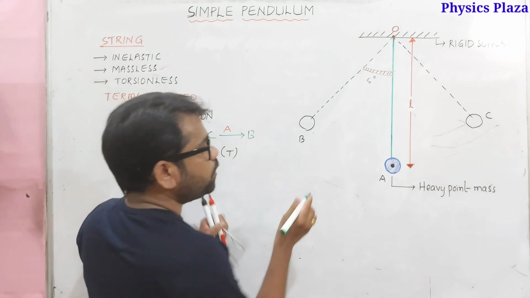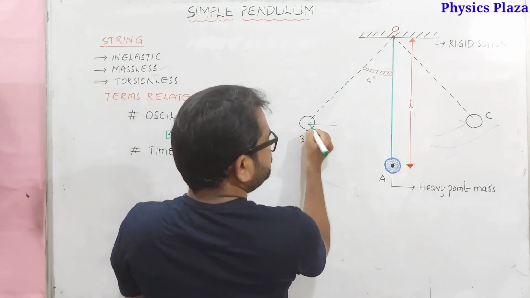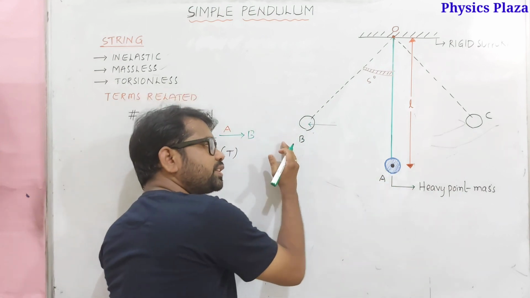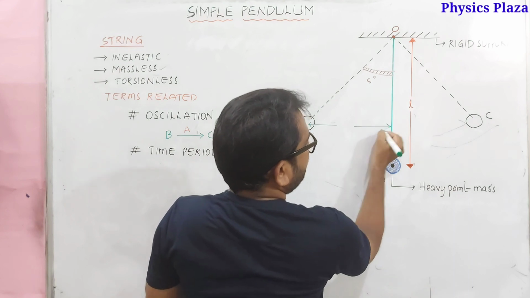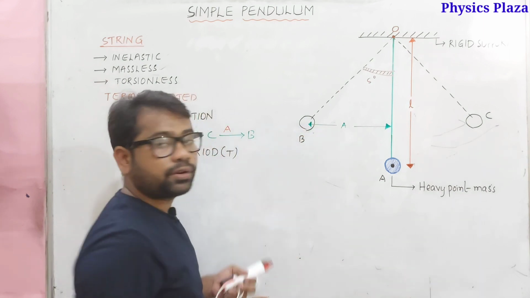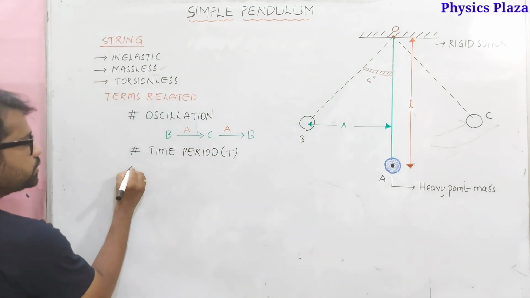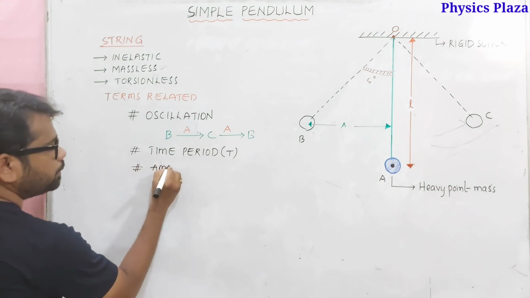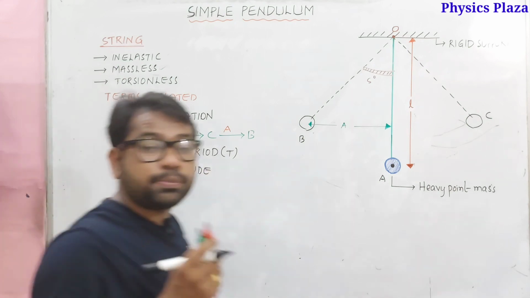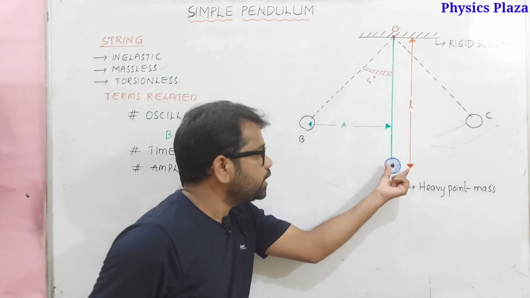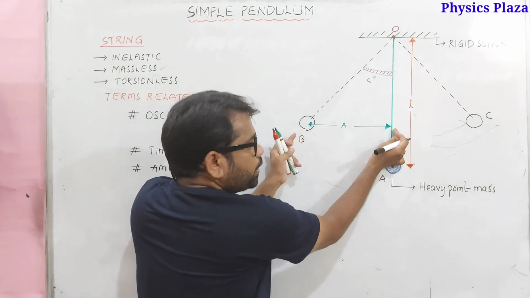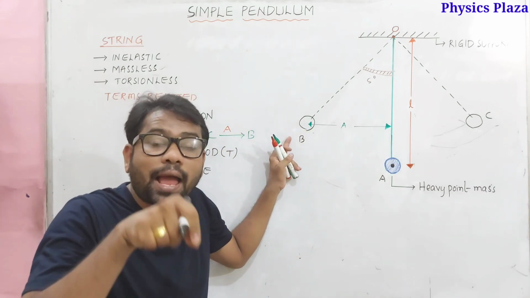And moreover, dear children, the distance from the mean position to the extreme position, either on the left side or the right side, we call the amplitude. Children, this we call the amplitude. So the next term we have to learn is amplitude. It is very important here. Children, what is amplitude? The maximum displacement of the bob from its mean position, to the extreme position, is called amplitude.